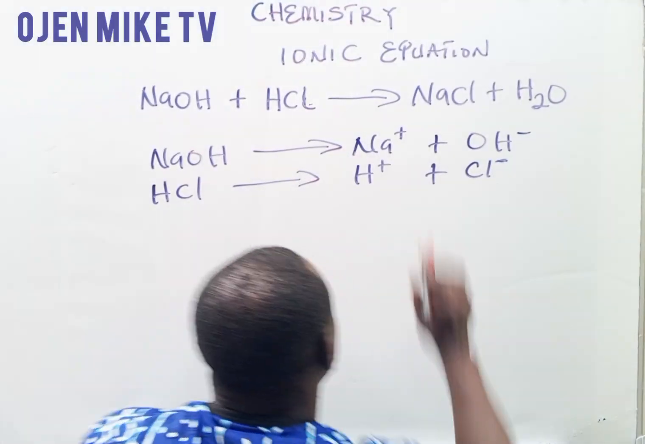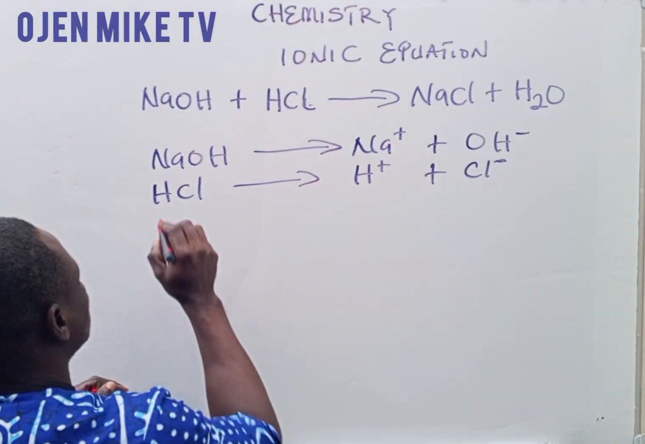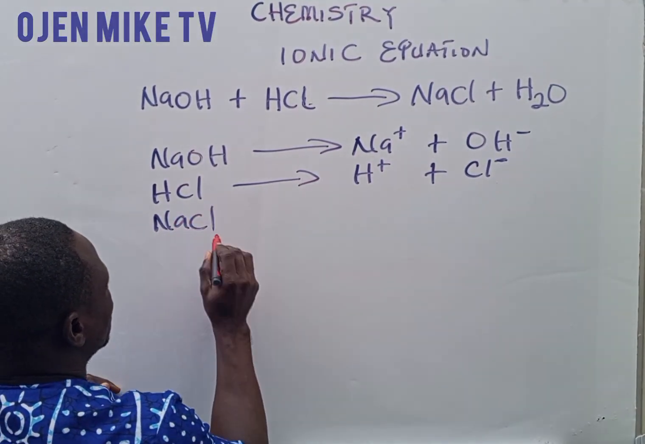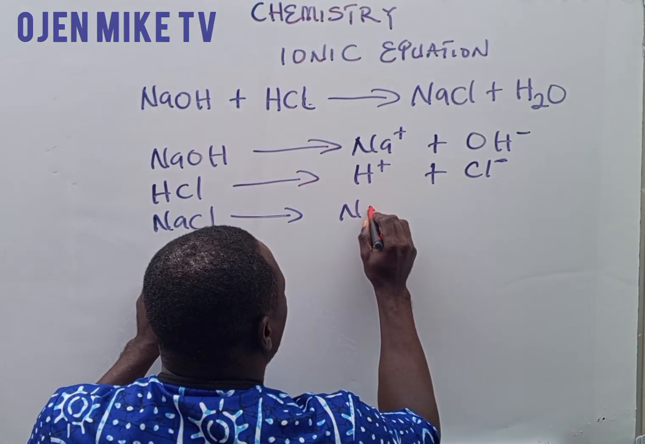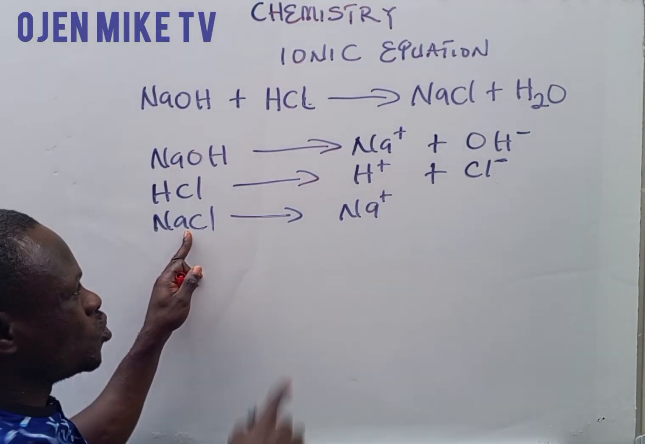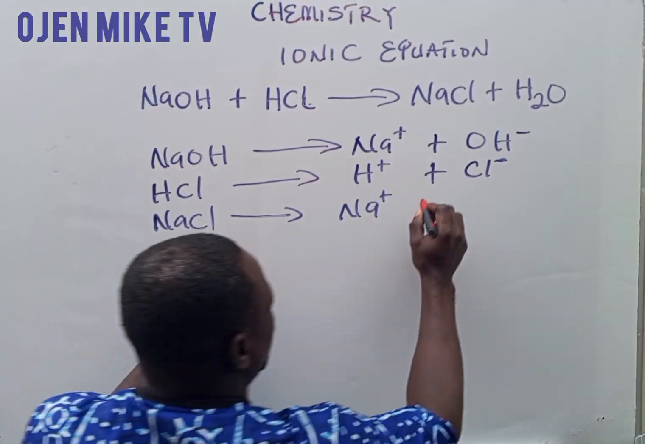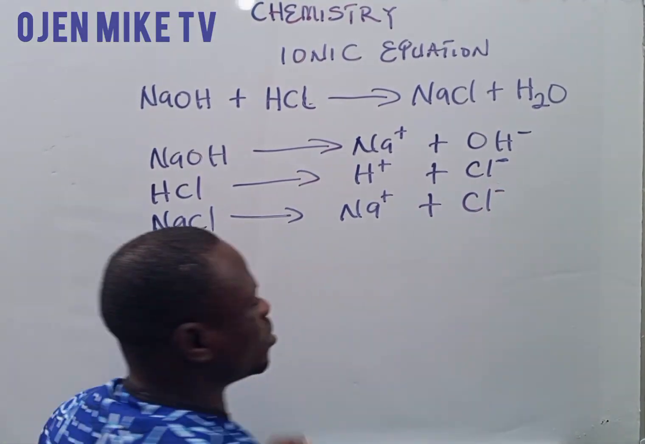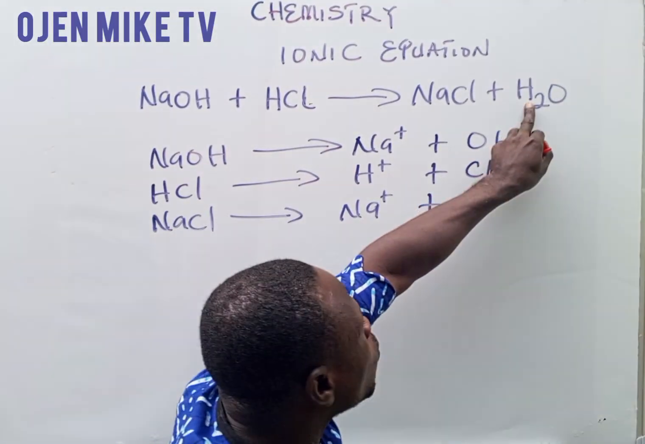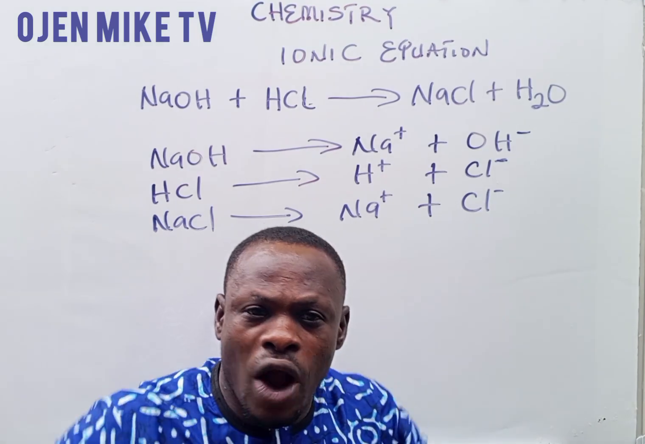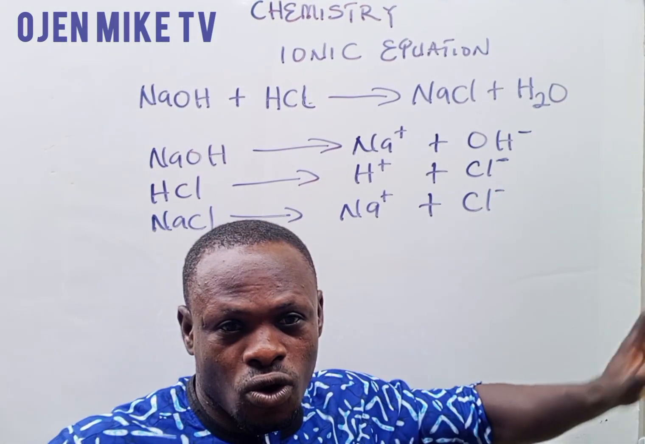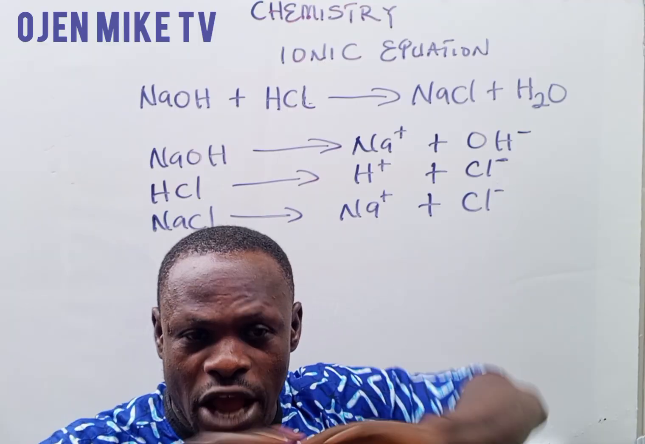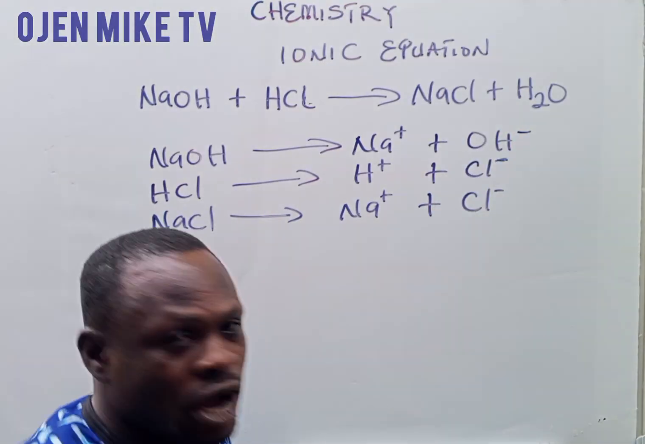This is the product. The next thing here is sodium chloride. NaCl will ionize to give sodium ion and chloride ion. Now go to water. Water does not undergo ionization. So we allow water to stay as it is.